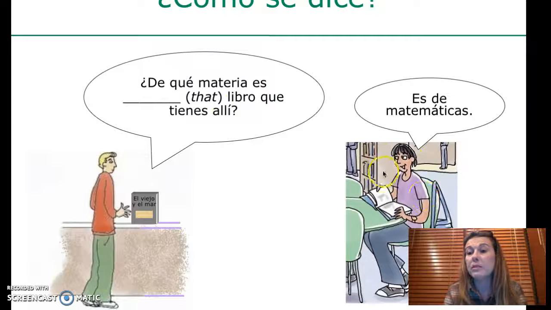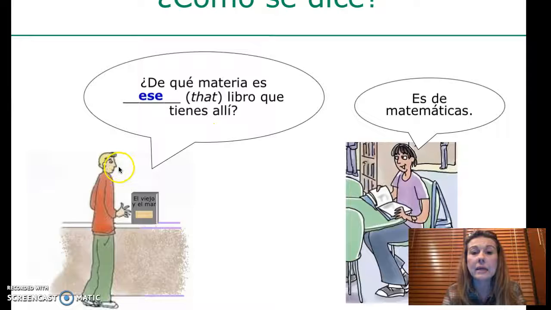And now we have the person he's talking with. So we need to say that and make it match up with libro, right? Because this is an adjective. Okay, so what's it going to be? It's going to be ese because we're saying that. And the location word that kind of goes with that is ahí. Ahí, right? Remember our double L makes a Y sound.